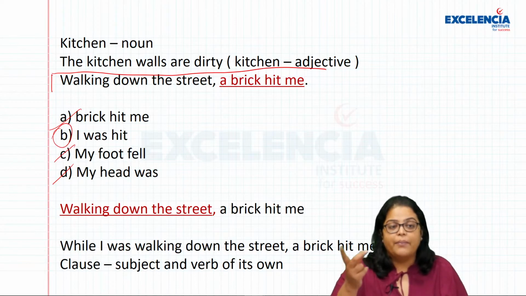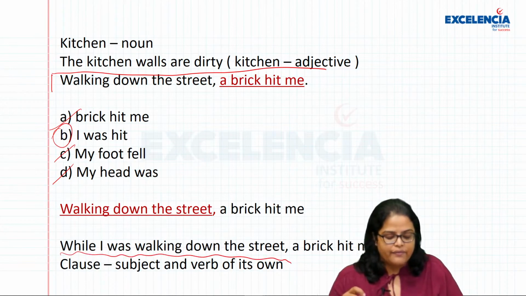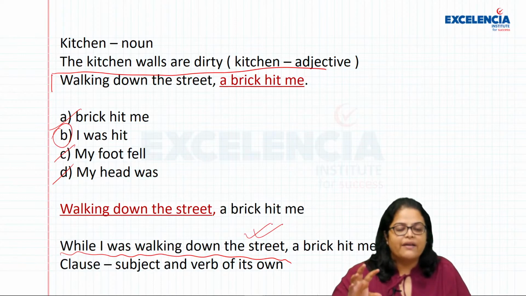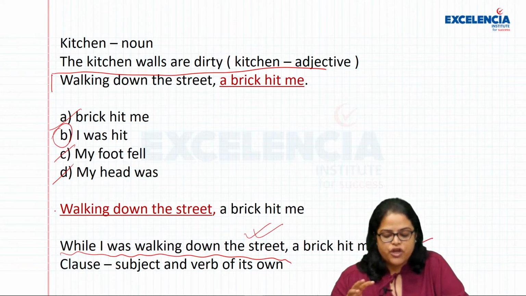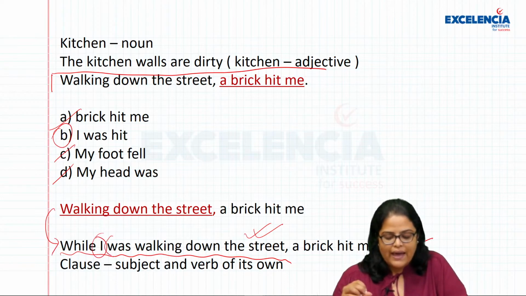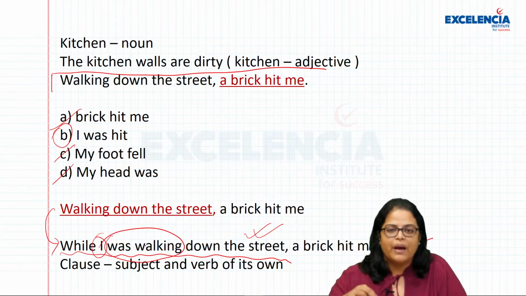But coming to the other thing, Yutika, which I think you were trying to put in, I can change this walking down the street into while I was walking down the street. That is also completely all right. What I've done here, guys, is change a phrase into a clause. What is a clause? It has a subject and a verb. Amanda, this walking has now become a verb.